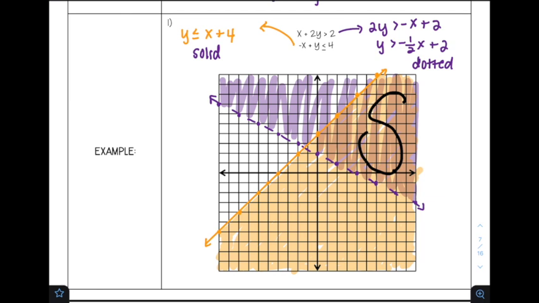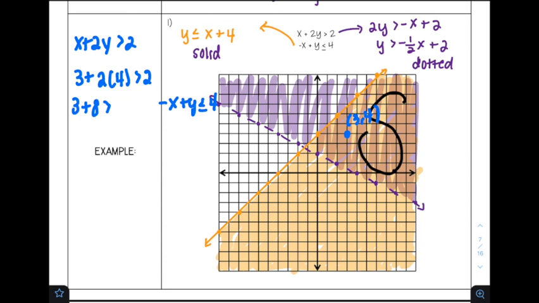Now you can always test if this is true by taking a point. So I'm going to do 3, 4. And I'm going to substitute it in the original inequalities. So 3 is x and 4 is y. So I have x plus 2y is greater than 2, and that should be true. And we also have negative x plus y is less than or equal to 4. So let's try this. We have 3 plus 2 times 4 should be greater than 2. 3 plus 8 is greater than 2. We have 11 is greater than 2. This is true. Let's check with our other one.